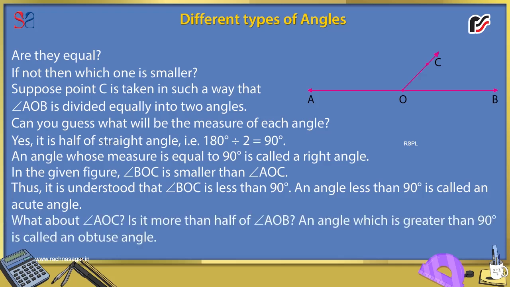What about angle AOC? Is it more than half of angle AOB? An angle which is greater than 90 degrees is called an obtuse angle.